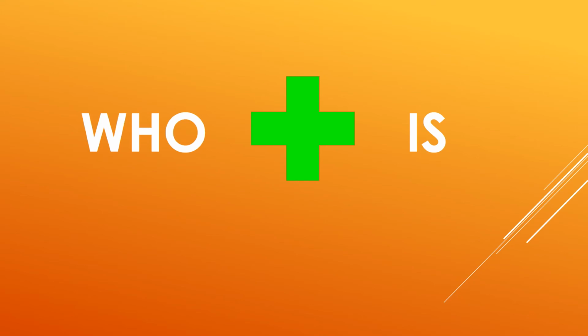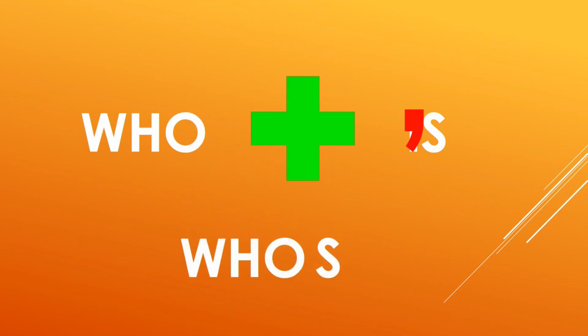The apostrophe is the giveaway again that this is a contraction. Who is? So we're only going to use that apostrophe when we mean the 2 words who is.